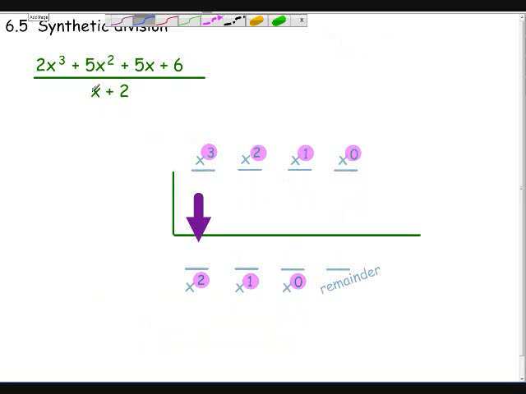We'll try another one. I'm going to mark the coefficients that I'm interested in. And I'm going to examine my divisor. X minus what would equal x plus 2? That's right. So for synthetic division, I'm just going to put the negative 2 here.